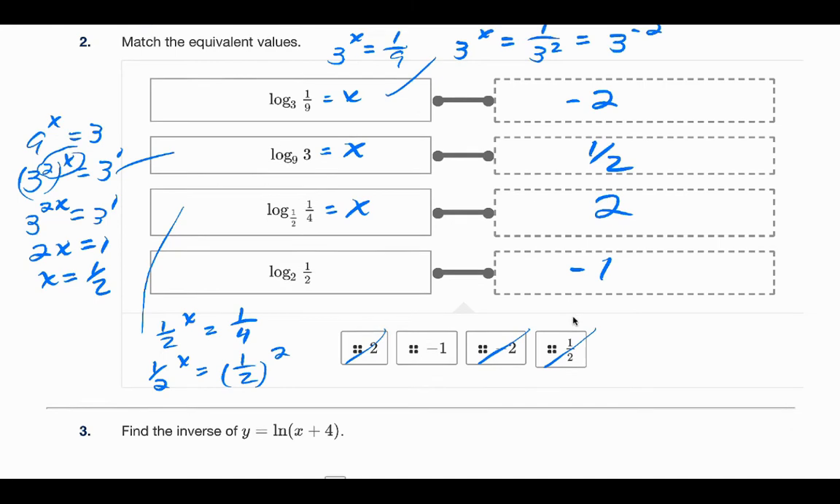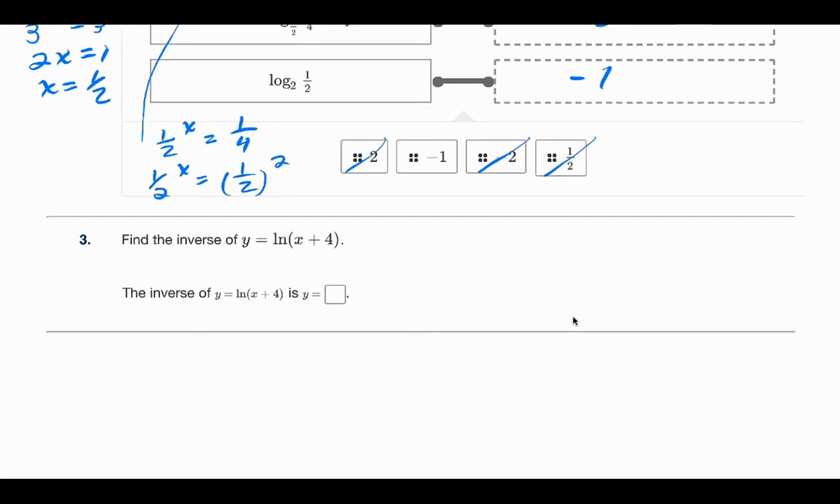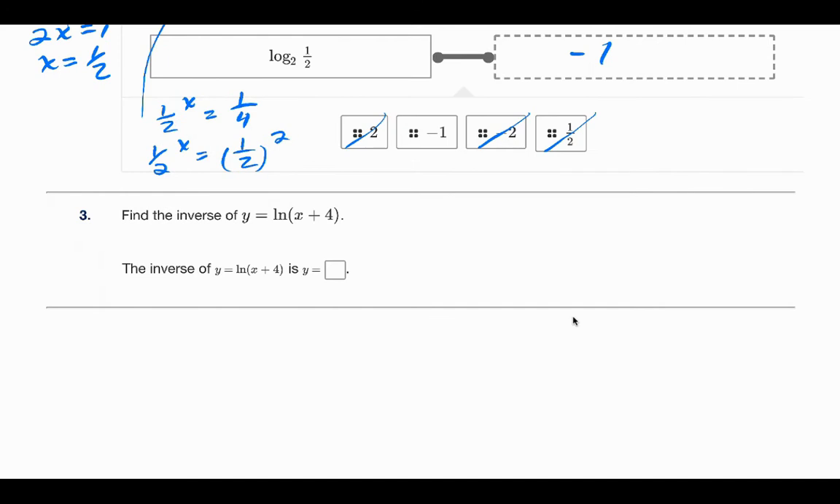All right. Number 3. Find the inverse of y is equal to the natural log of x plus 4. On this one here, remember what you're supposed to do is change your x and your y. So we're going to say x is equal to the natural log of y plus 4, and we're going to solve for that new y.